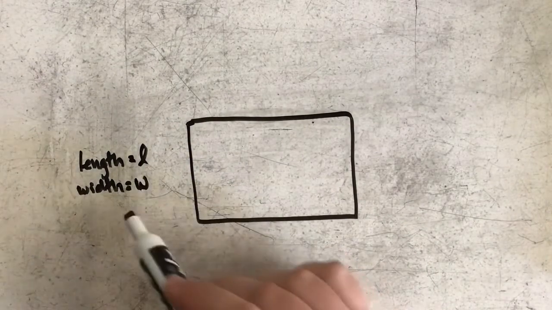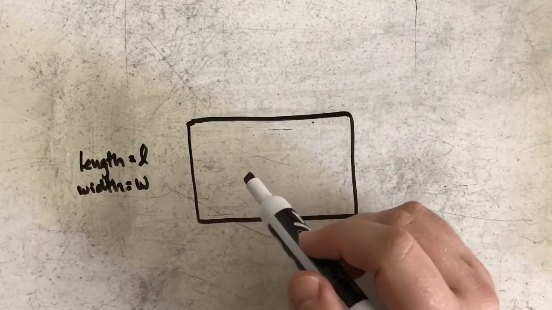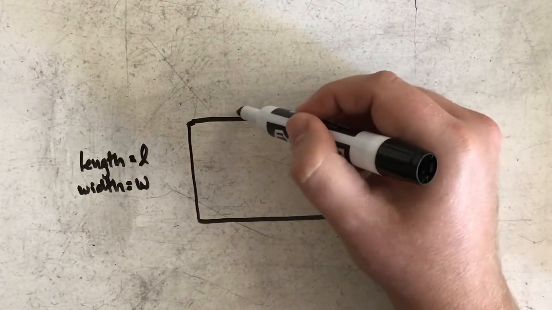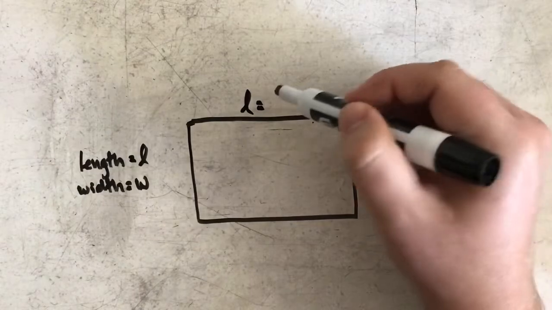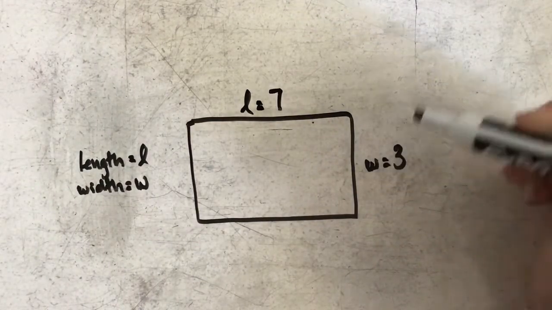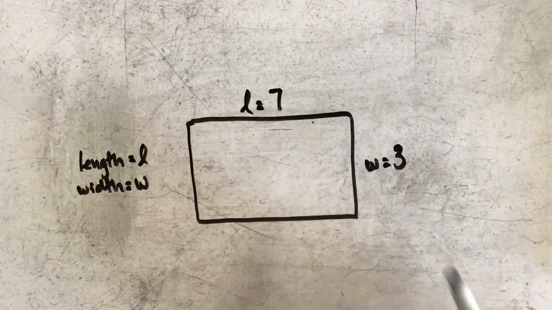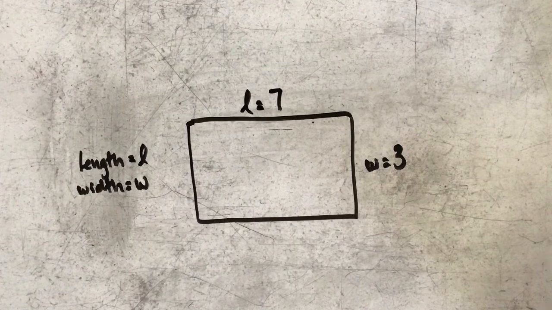And typically the lengths and the widths are usually provided for the object, and sometimes they're not, and we'll do another video on how to find it when they're not. But for today's lesson, we're just going to have the length and the width provided for us. So we'll say that the length of this object is equal to 7, and the width of this object is equal to 3.